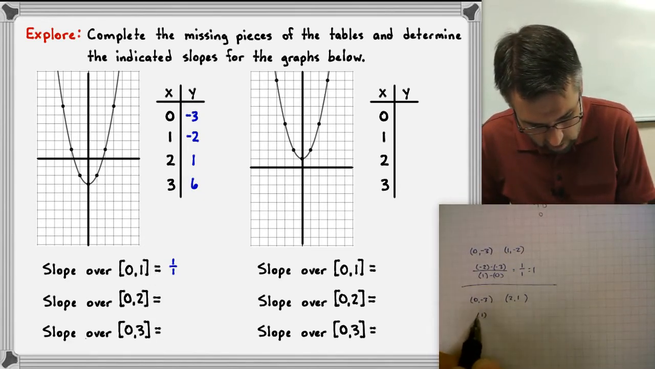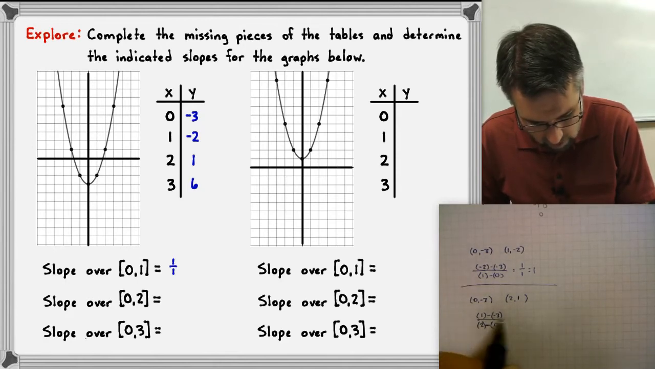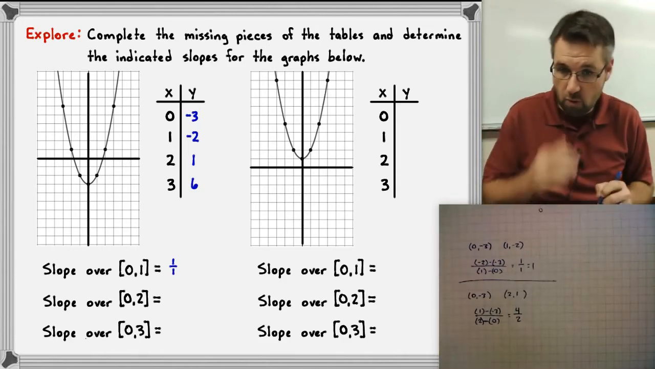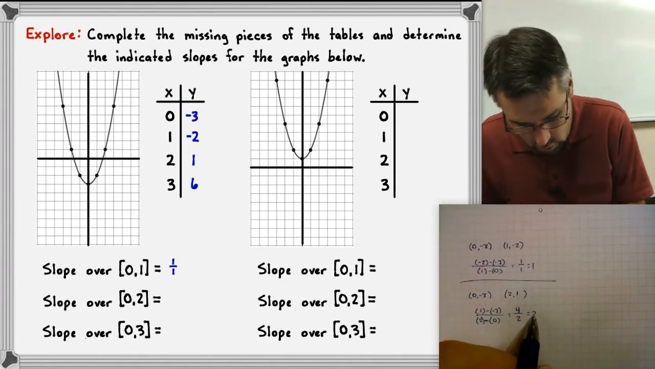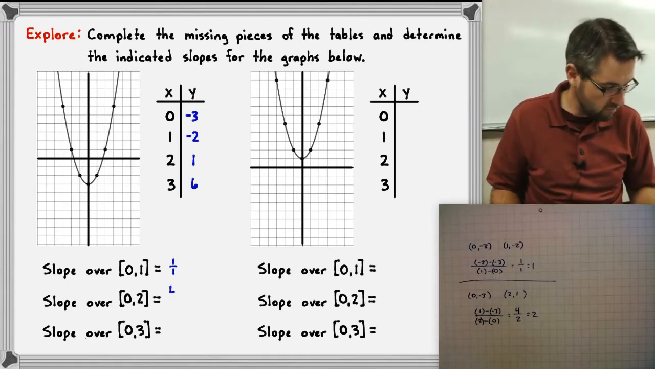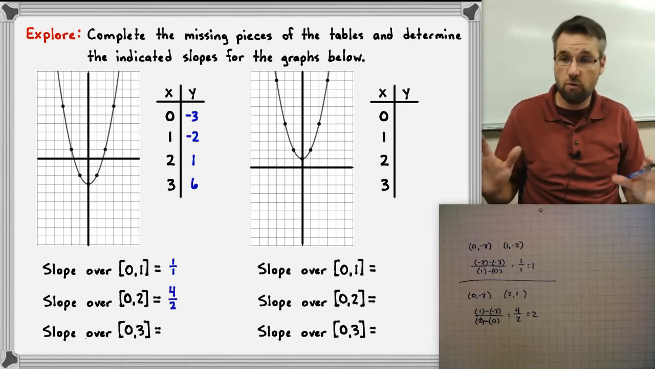So it'd be 1 minus -3 over 2 minus 0. 1 minus -3 is 1 plus 3, so that's 4 over 2. So my slope is 4 over 2. Now, I could write that as 2, but there's a reason I'm not going to do that, because I'm looking for a pattern here. So I'm just going to leave it as 4 over 2.